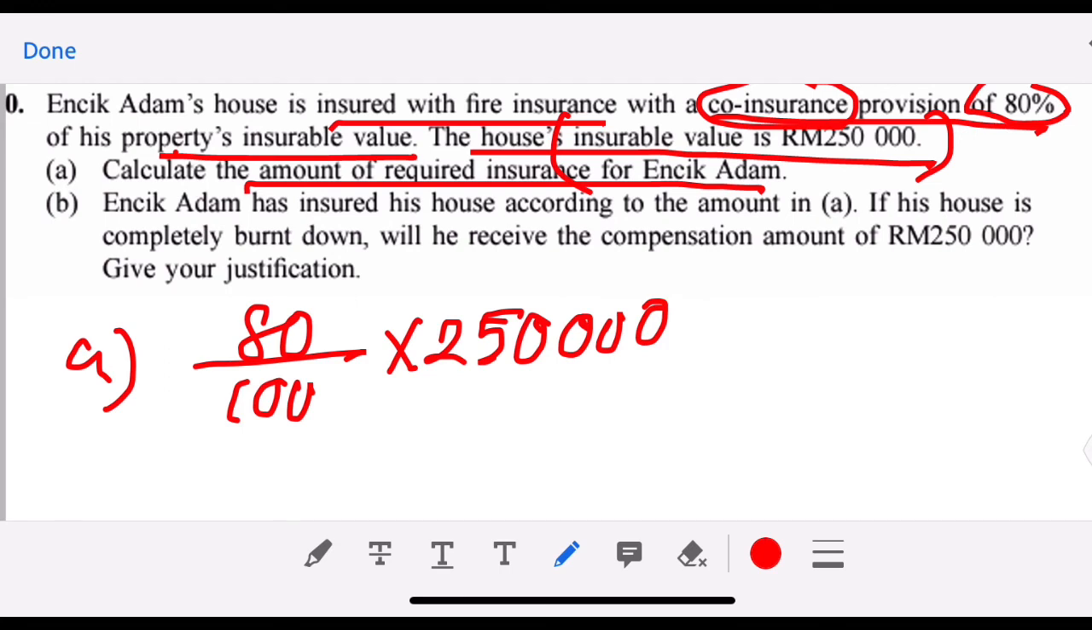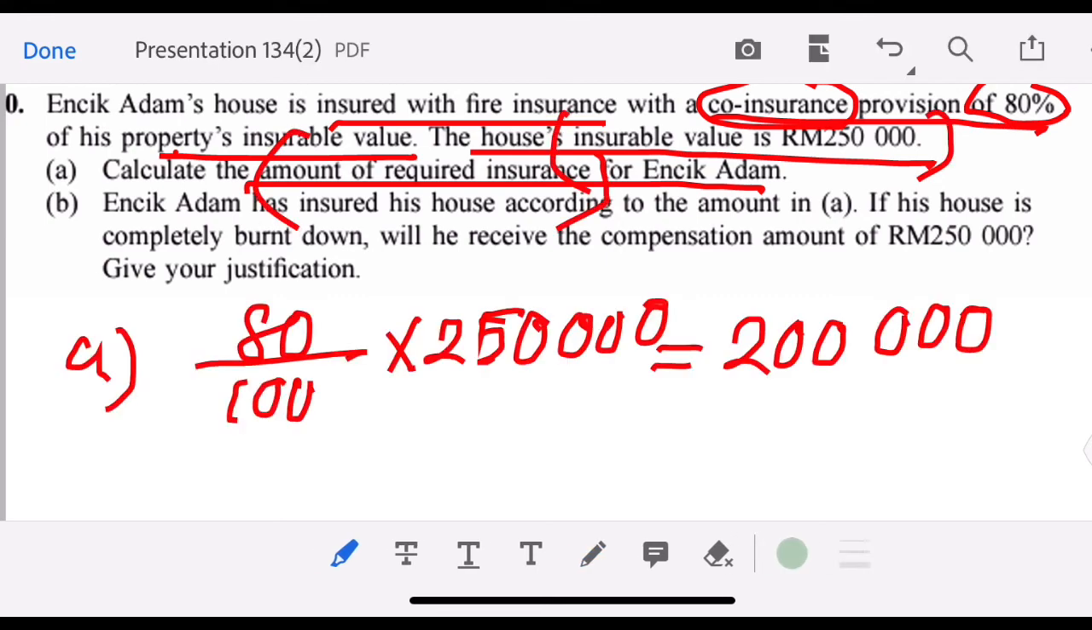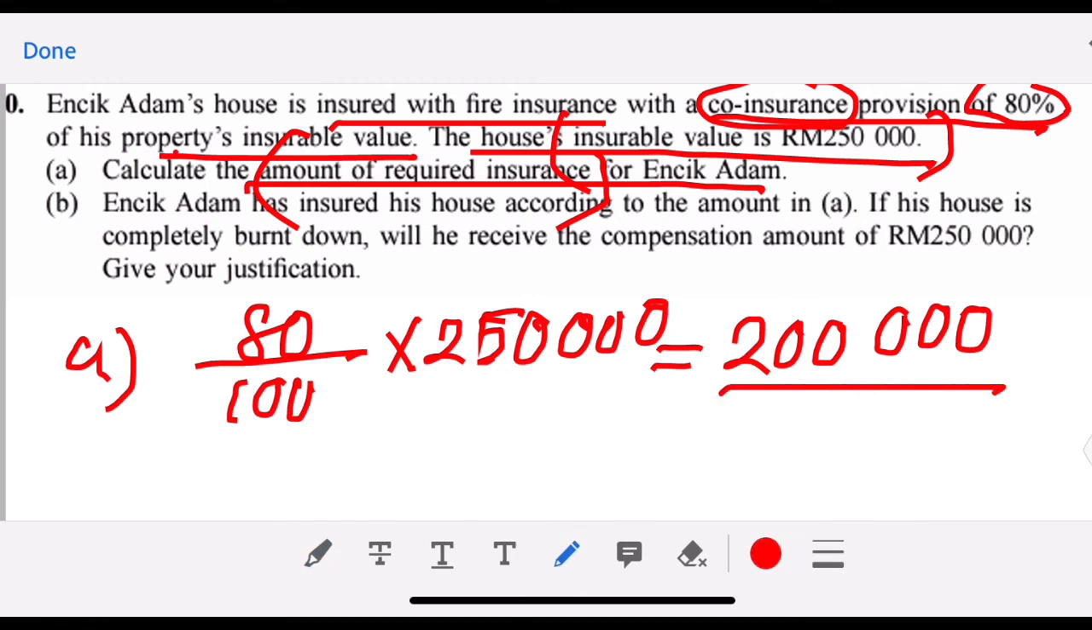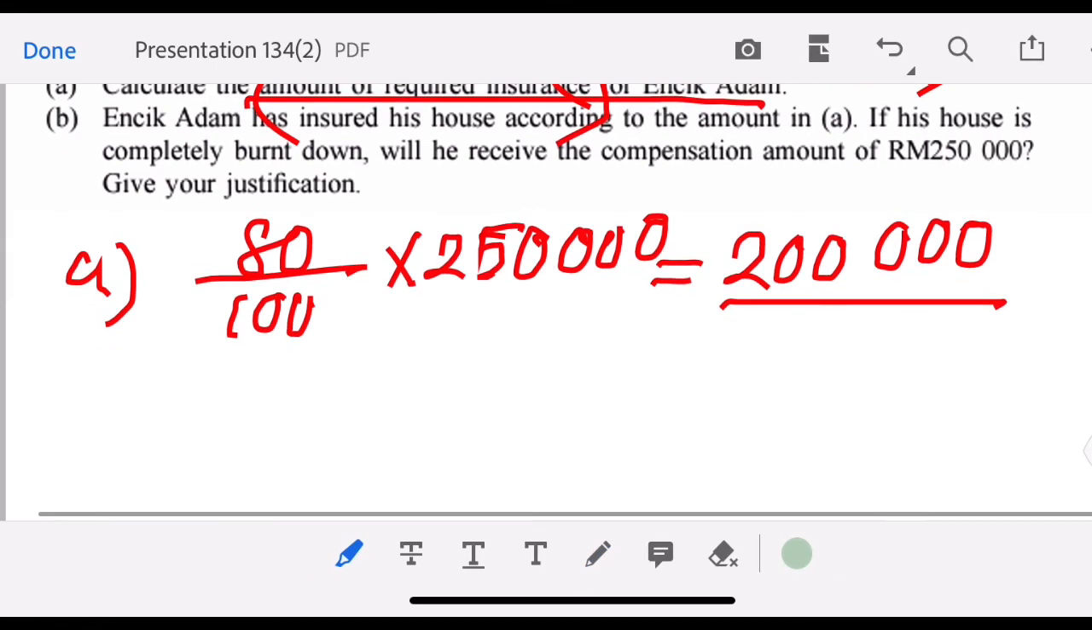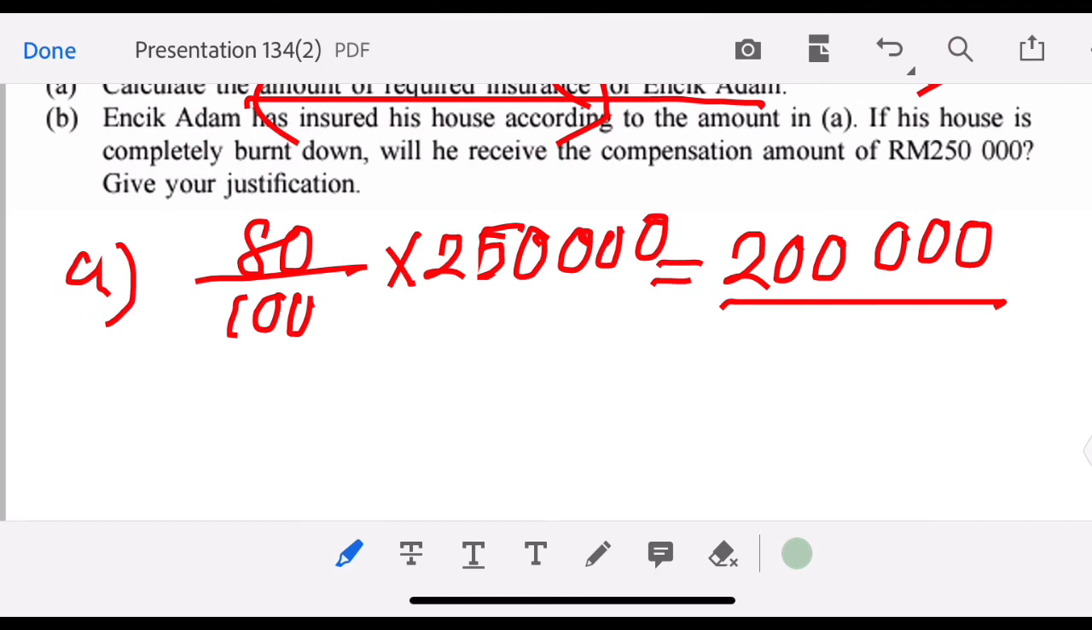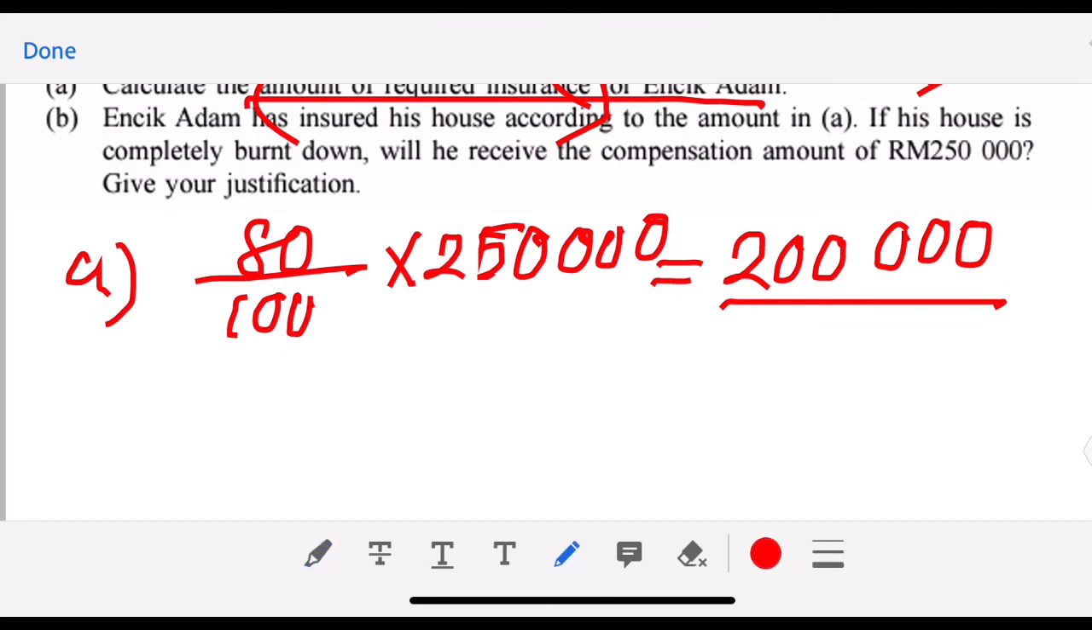Okay, so let's calculate. After you press the calculator, you will get 200,000. So this is the amount that we call the required insurance amount for Inje Adam. So this is the amount that Inje Adam needs to pay for the insured value. Okay, now for B.